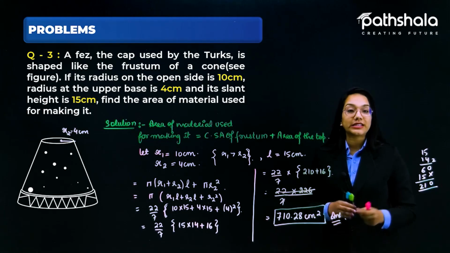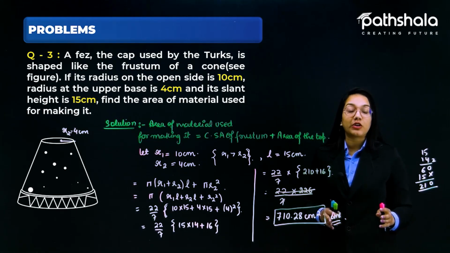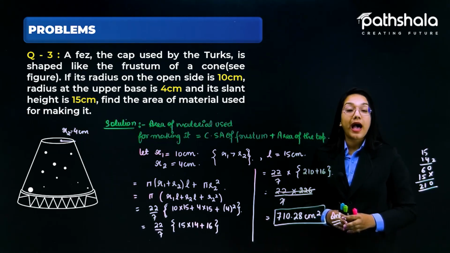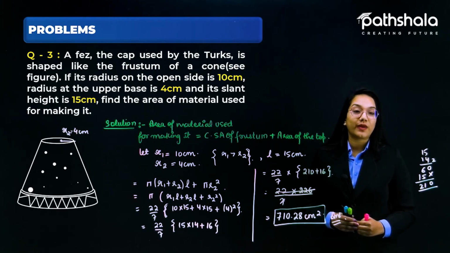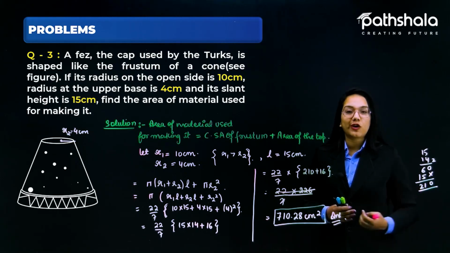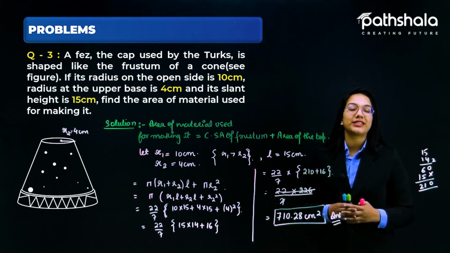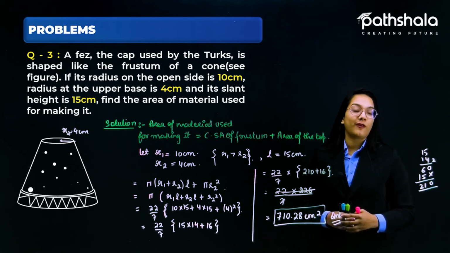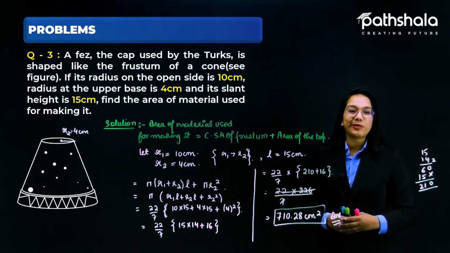And with this, we reach the end of the chapter on surface area and volume. I hope all the concepts related to the surface areas of the various solids, the volumes of the solids, and the most important topic, the frustum of the cone, are all clear to you. So let's practice more and more questions by yourself.